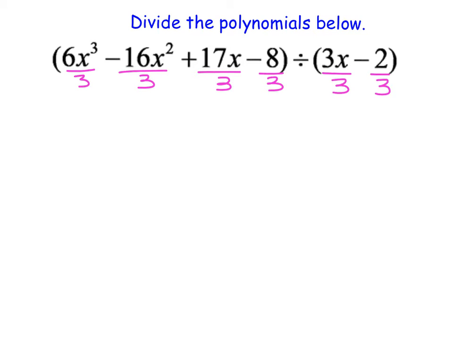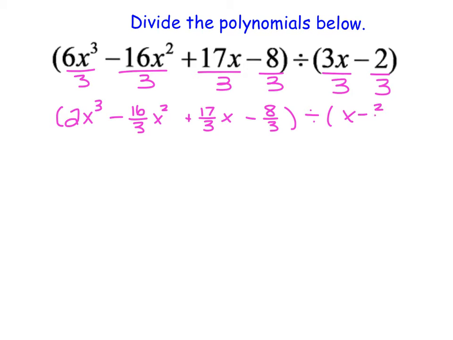And this is an instance where sometimes people actually choose to use polynomial long division instead of synthetic division because it does get so complicated. So if we divide every single term in there, both the dividend and the divisor, by 3, we end up with 2x cubed minus 16 over 3 x squared plus 17 over 3 x minus 8 over 3, and we're dividing that by x minus 2/3. So now that we've rewritten this in this way, we can easily see that our k value is equal to 2/3.